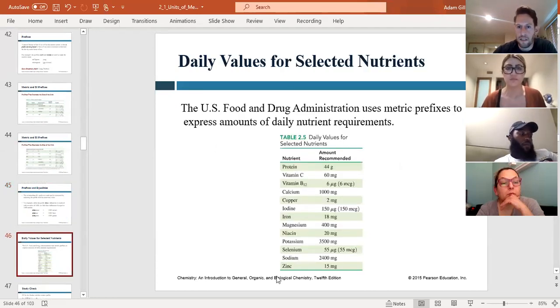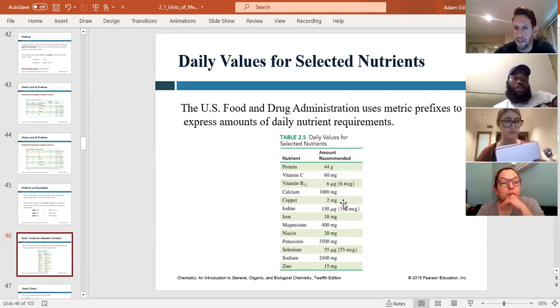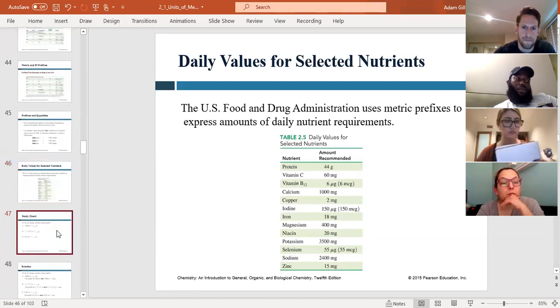And so here's just an example of the FDA recommendations for daily nutrients of different things. And you can see the measurements given for scale, right? So the FDA recommends about 44 grams of protein, which is actually pretty low. Vitamin C, 60 milligrams, vitamin B12, 6 micrograms, right? Really tiny amount of vitamin B12, right? Calcium, you need about 1,000 milligrams, copper, 2 milligrams, right? So this is just given to show scale, right? Different things are given in different scales.